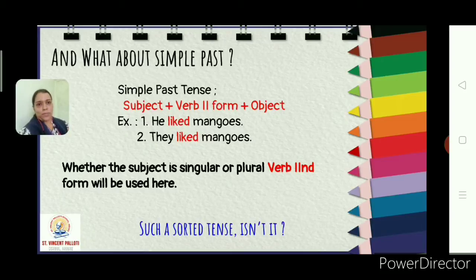He liked mangoes. Okay, in the simple present it was he likes. Now it is simple past. Likes, second form is liked. So that's why it is written he liked mangoes and they liked mangoes. Whatever the subject is, whether it is singular, plural, I, you, they, anything, we will be using the verb second form. We don't need to take care like we did in simple present, where with a singular person we have to put s or es, and with the plural we don't. Here, whatever it is, you just use the second form of the verb. Very nice sentence, isn't it?